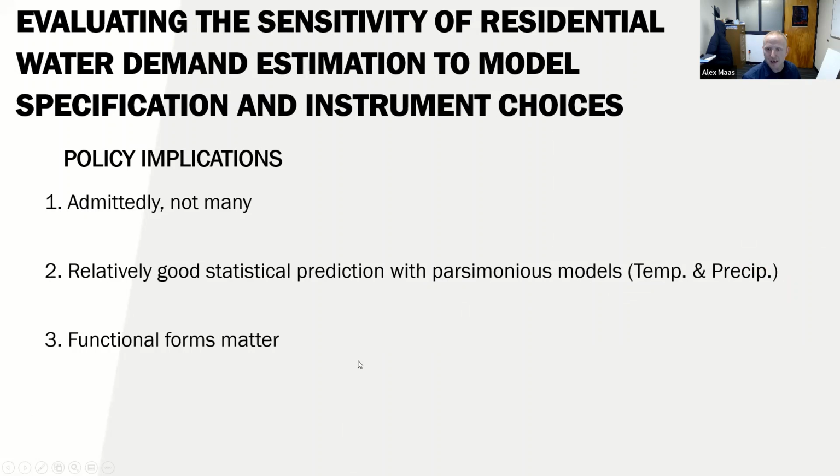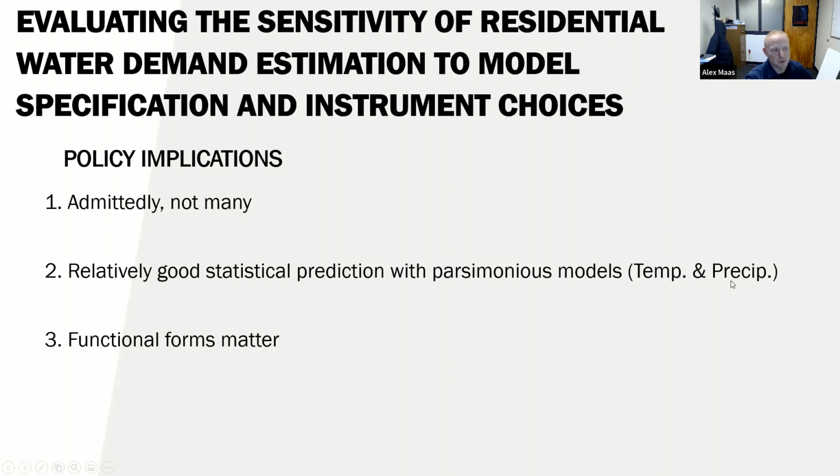And so what are the policy implications of this paper? Well, admittedly, not many. This is more of a statistical endeavor than a policy-based paper. What we do find is that parsimonious models predict pretty darn well. You can just use temp and precip. Now, you can throw in a Penman-Monteith, you can try to get some sort of evapotranspiration and wind speed and whatever else you want to throw in here, fine, but it does very little to actually improve the fit of the model when it comes to residential water demand. Turns out that people are generally just responding to price and temperature and precipitation, the end.